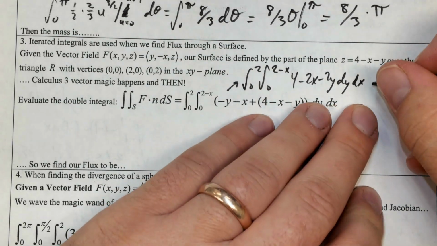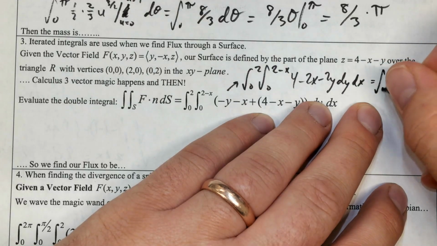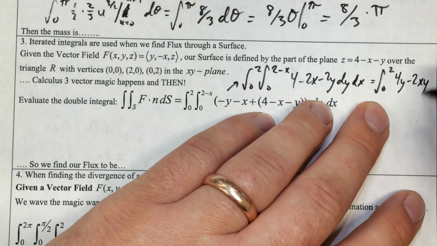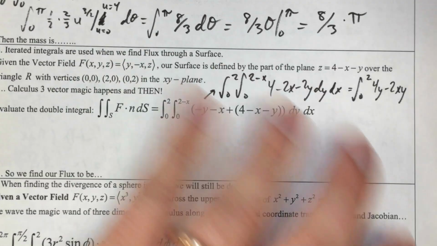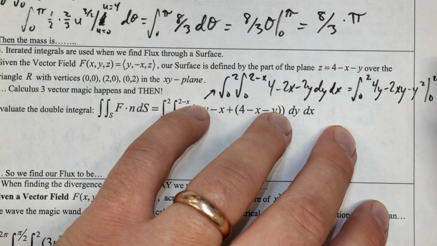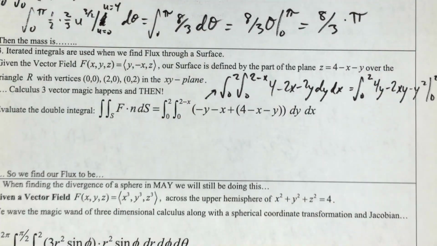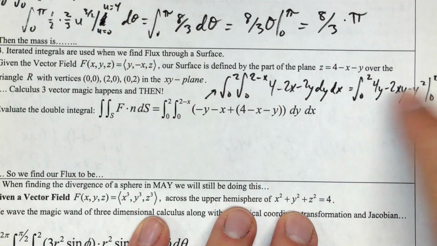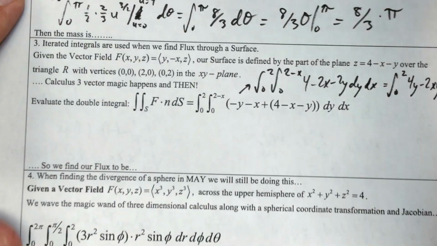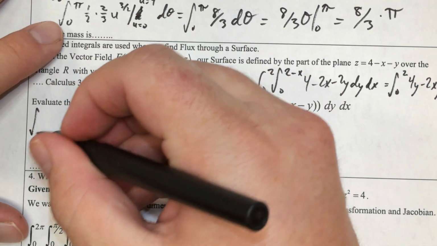I can already do an antiderivative here. 4y minus 2xy, almost off the page at this point, minus y squared, evaluated from 0 to 2 minus x dx. And this is the yucky step because I'm turning in 2 minus x, 2 minus x, 2 minus x. That next step when I get over to the left side is not very kind.